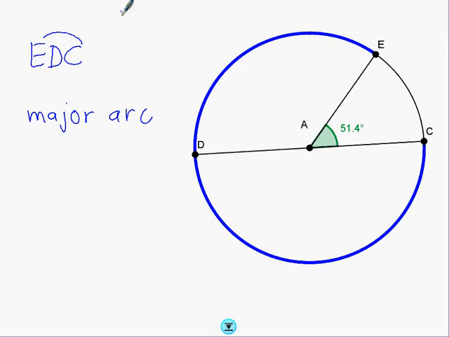Oh, and I guess I should point out, if I want to know the measure of this arc, I simply subtract 51.4 from 360. So I write the measure of arc EDC is equal to 308.6.